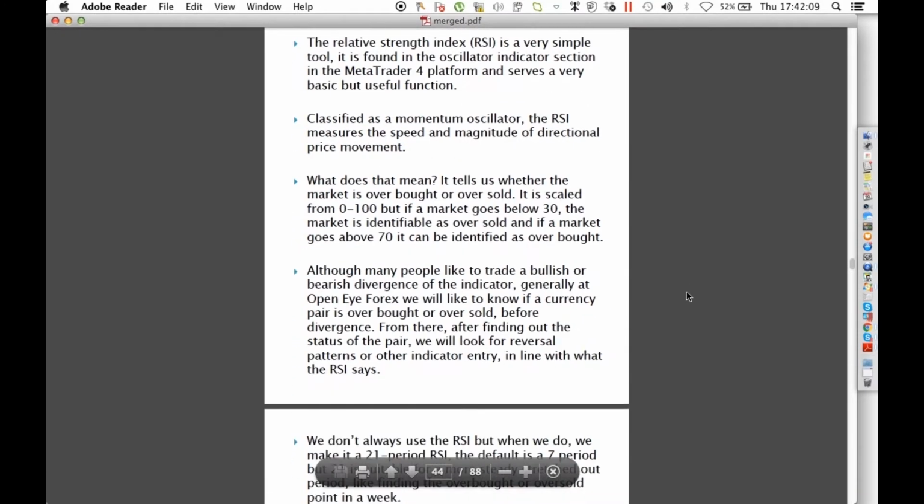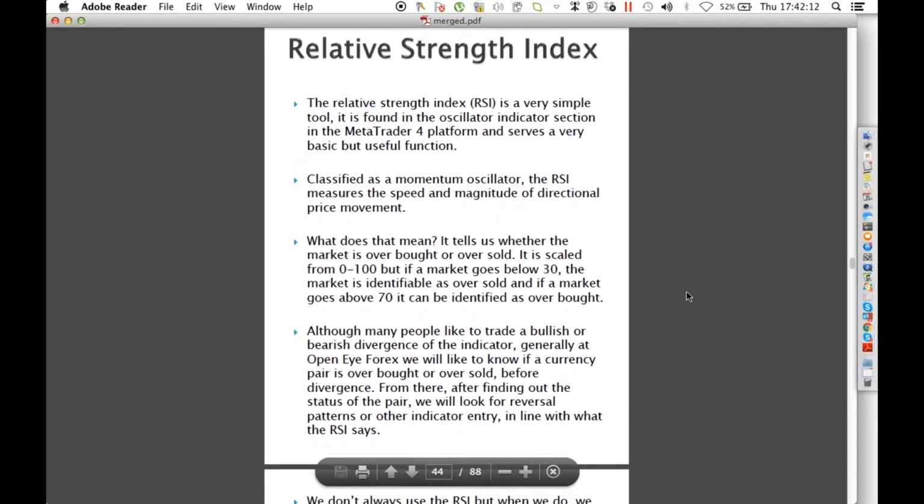So the first indicator, the relative strength index. It will most of the time be referred to as RSI, so if you see RSI, then you know that it's the relative strength index. Well, the relative strength index is a very simple tool. It is found in the oscillator indicator section in the MetaTrader 4 platform and serves a very basic but useful function. Classified as a momentum oscillator, the RSI measures the speed and magnitude of directional price movement.